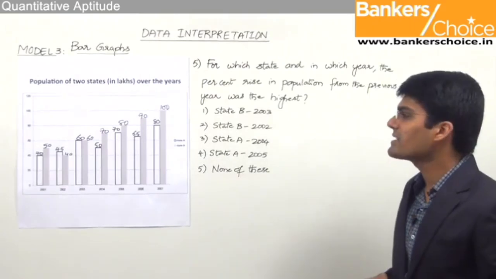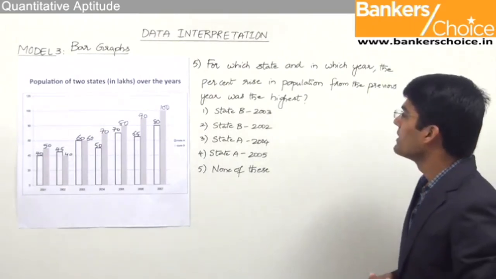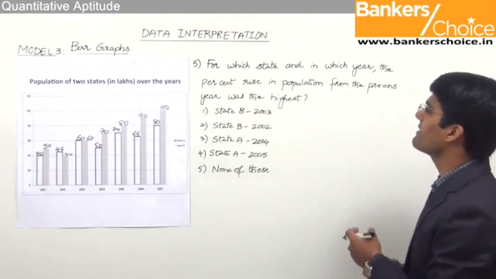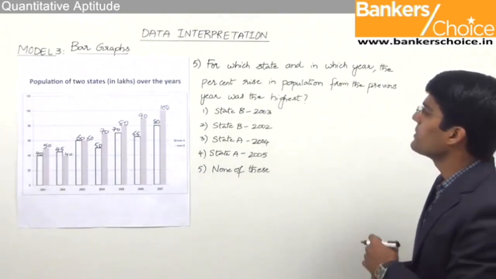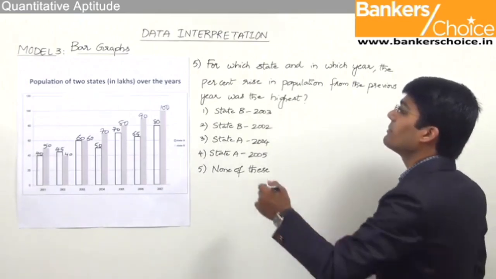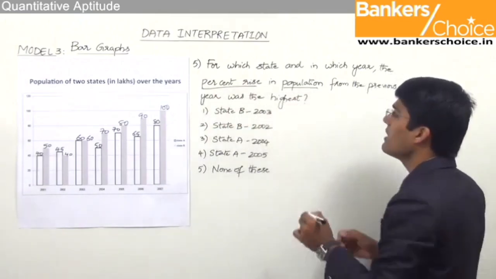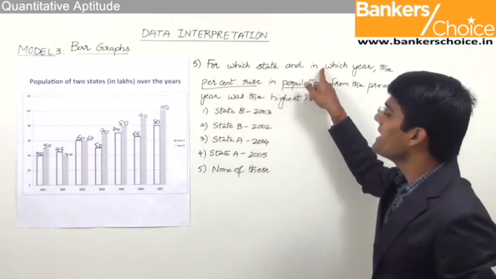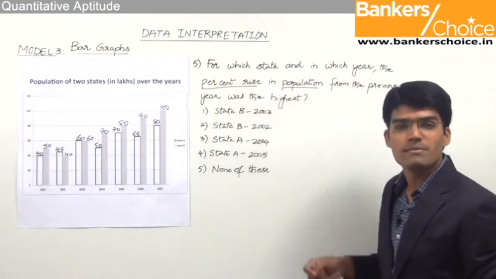Let us now take the last question for this given bar chart. The question here is, for which state and in which year was the percent rise in population from the previous year the highest? So here we need to find out the percent rise in population with respect to the previous year. And the question says, for which state and in which year this percentage rise was maximum.